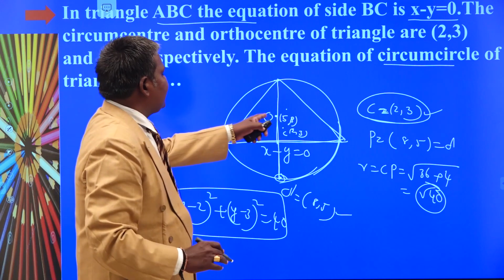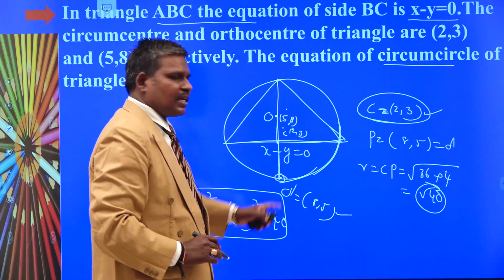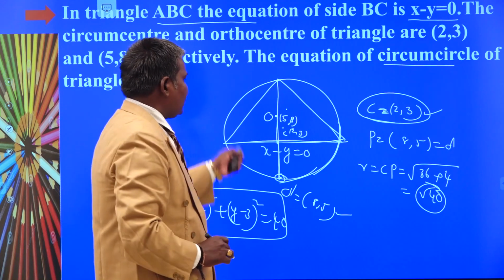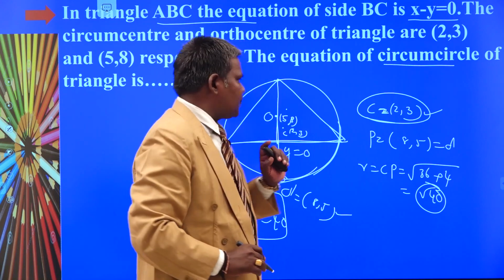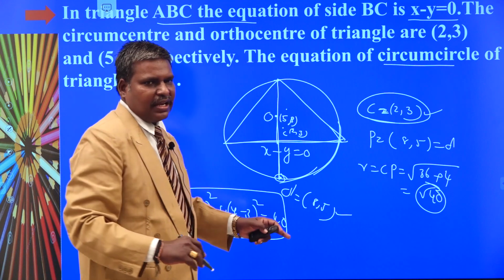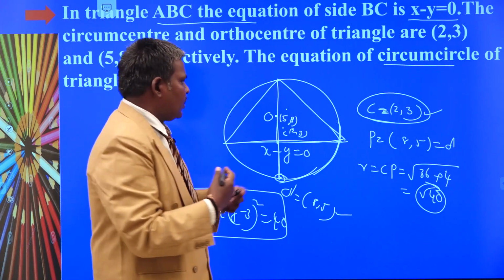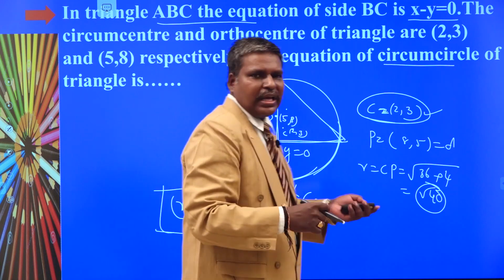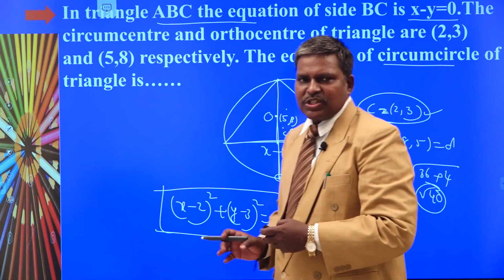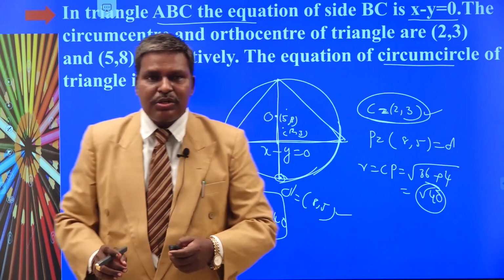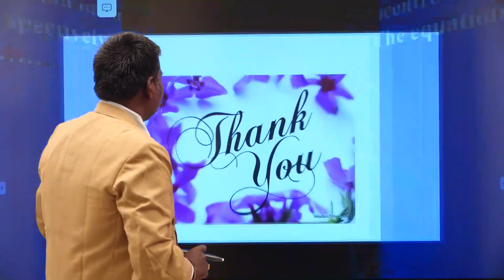Without knowing that the image of the orthocenter with respect to a side lies on the circumcircle of the triangle, we can't do this problem. With the help of that concept itself, we obtain a point on the circle. Once you have the point on the circle, immediately we obtain the radius. Once you know the center and radius, you can write the equation of the circle by (x minus x1) whole square plus (y minus y1) whole square equals r square. In this manner, we crack this problem. Okay? Thank you.